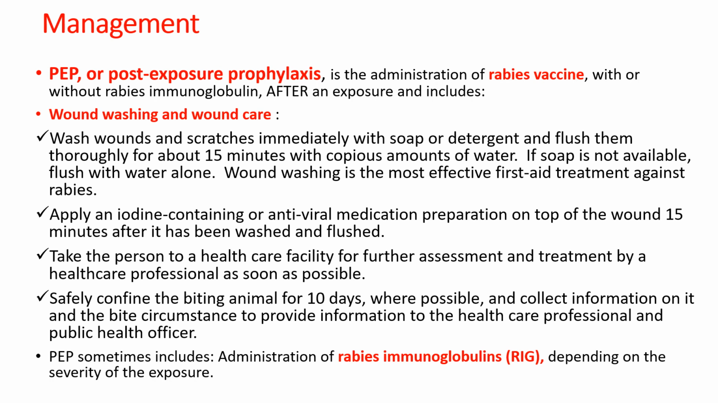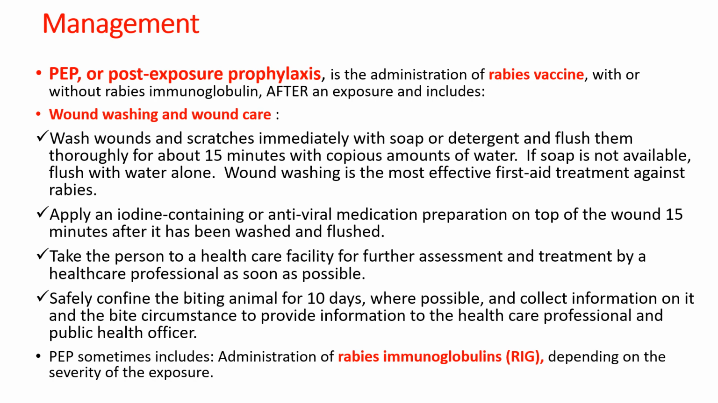The wounds are to be washed immediately with soap or detergent and flushed thoroughly for about 15 minutes with copious amounts of water. If soap is not available, flush with water alone, but do it. Wound washing is the most effective first aid treatment against rabies. And then apply an iodine-containing or antiviral preparation on the top of the wound 15 minutes after it has been washed and flushed.